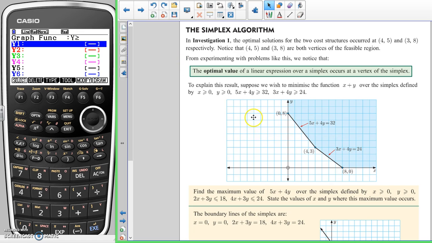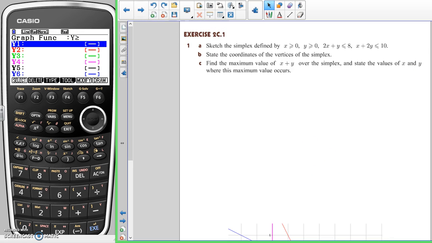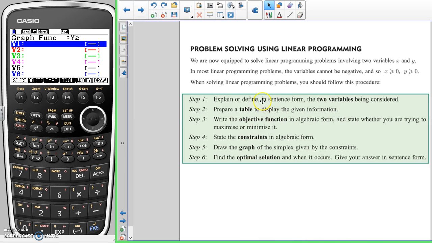If we look at this example here, they've graphed these two: 5x plus 4y is greater than or equal to 32, and 3x plus 4y is greater than or equal to 24. Now we know when ax plus by is greater than c, our simplex or feasible region is on the outside, as you can see here. So what we will be doing here is trying to minimise that function. We minimise that function with this here, which is what we call our objective function. This is what we do when we do some problem solving, but it's our objective function.